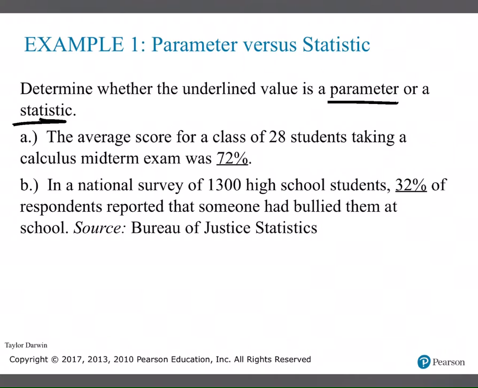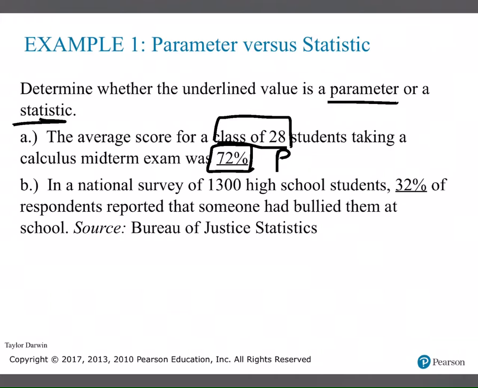And so the average score for a class of 28 students, it doesn't say a class of 28 students in the entire high school or whatever it may be. So this class of 28 students is our whole. That's everybody. And so since we're talking about everyone and we were given information about everyone, that's a parameter.